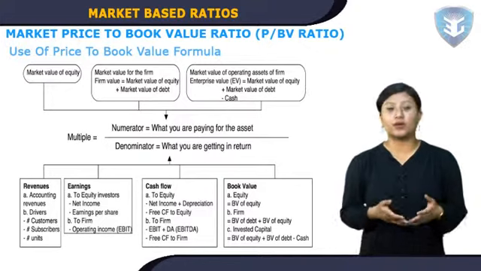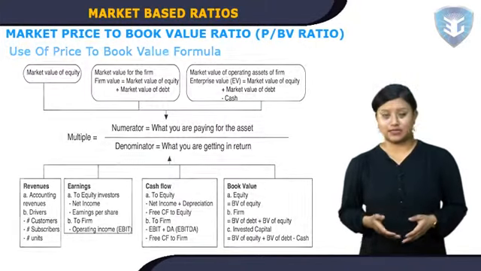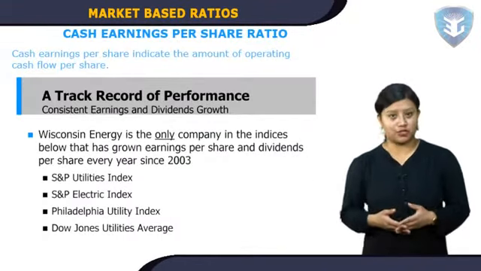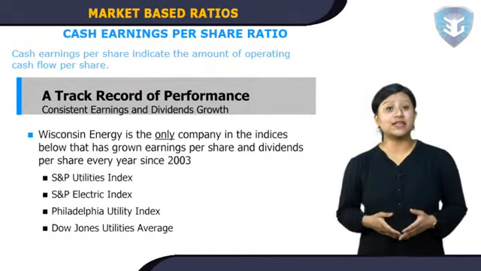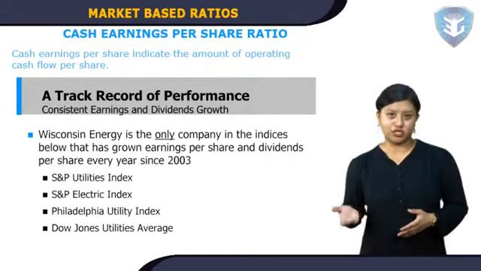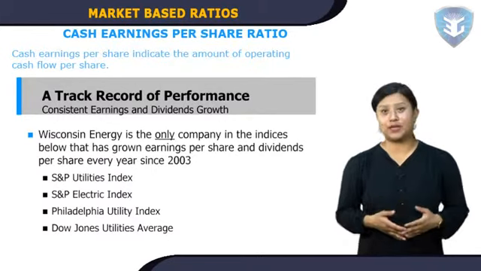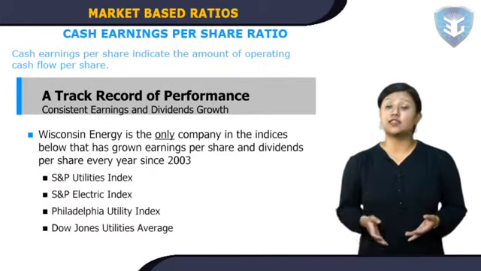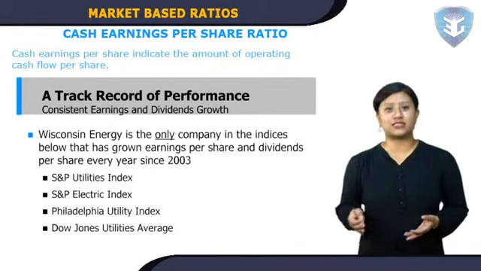A ratio under 1 implies that the market is willing to pay less. Cash earnings per share ratio. Cash earnings per share indicates the amount of operating cash flow per share. This ratio is similar to EPS. The only difference is that in this formula, cash flow is used instead of net income.